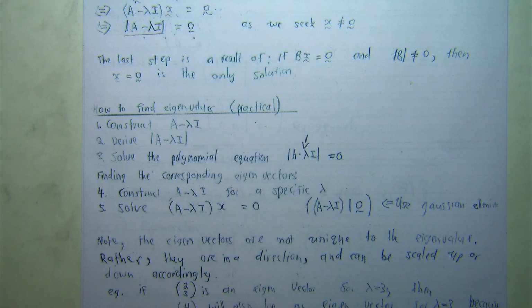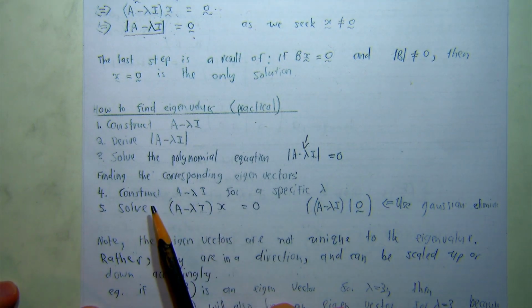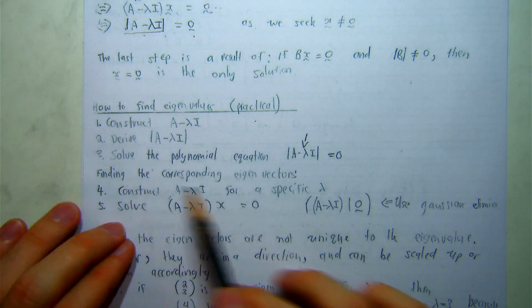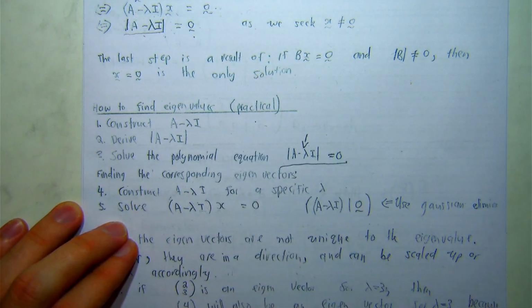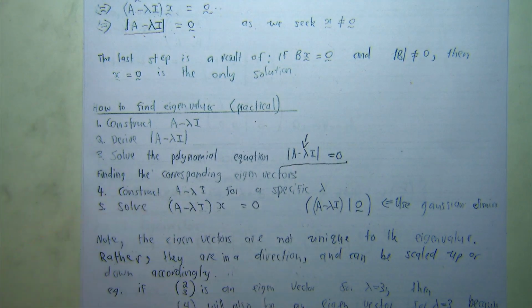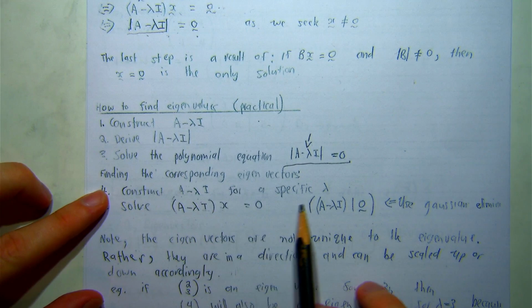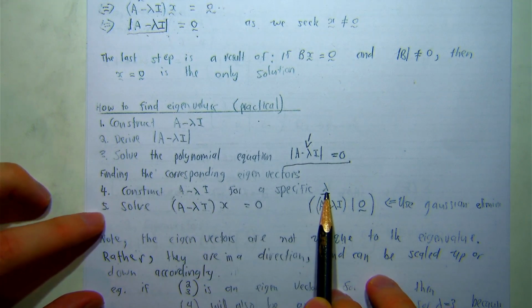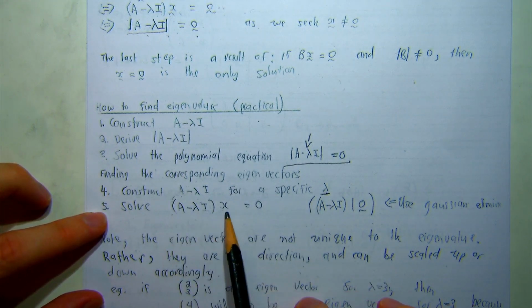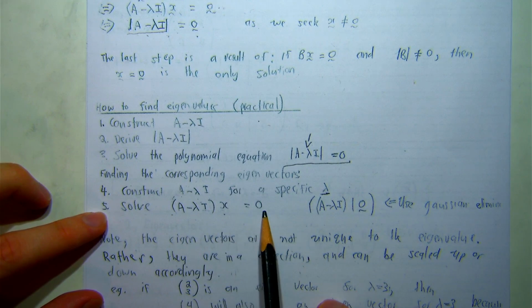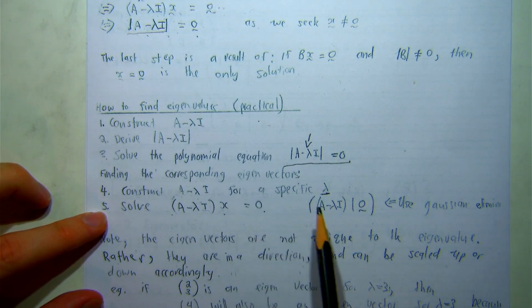Finding the corresponding eigenvectors can be a little bit harder, but at step 3, you will have found your eigenvalues from doing this. And once you have your eigenvalues, then you find your eigenvectors by doing these following steps 4 and 5. So you can construct your A minus lambda I for a specific lambda that you've worked out, and then you can solve for all of the vectors that give you 0 using Gaussian elimination.